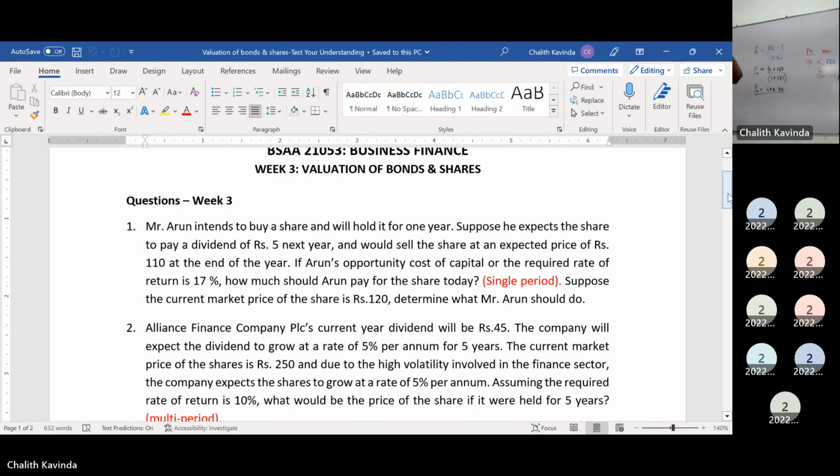Fine. Okay. Very simple, no? Simply get the idea. Future values, you need to have the future values, then discounting. Right? Then discounting.